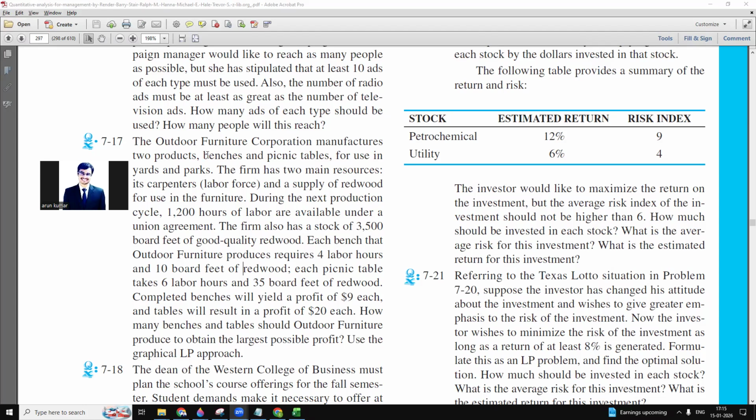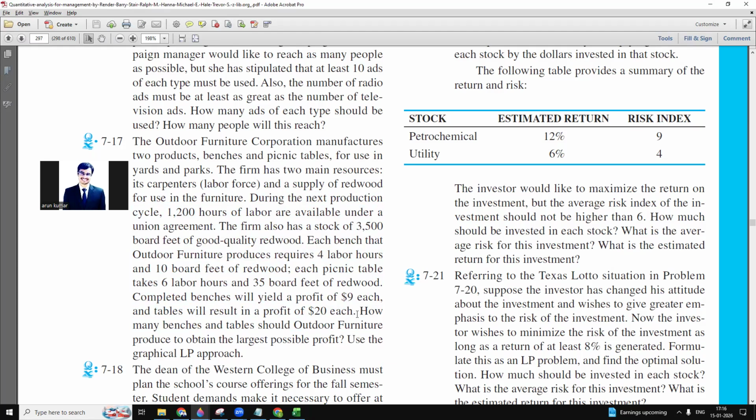The Outdoor Furniture Corporation manufactures two products, benches and picnic tables, for use in yards and parks. The firm has two main resources, its carpenters' labor force and a supply of redwood for use in the furniture. During the next production cycle, 1,200 hours of labor are available under union agreement. So in this question, they mention the constraints starting from this paragraph till here.